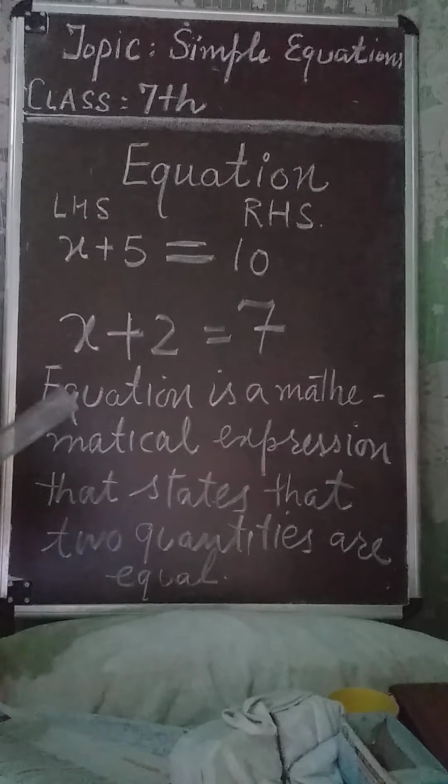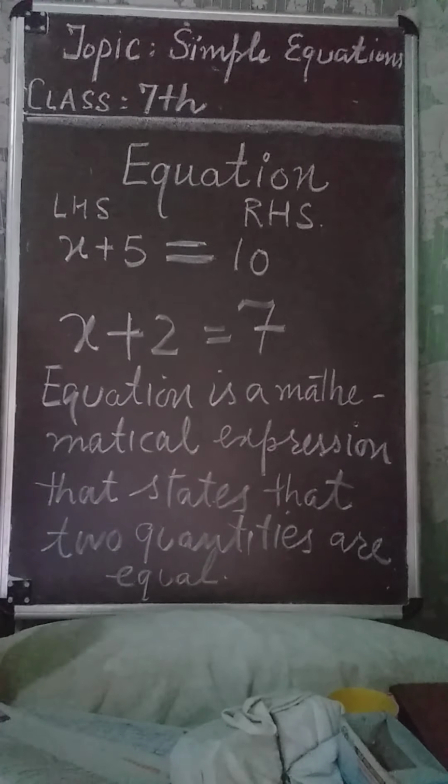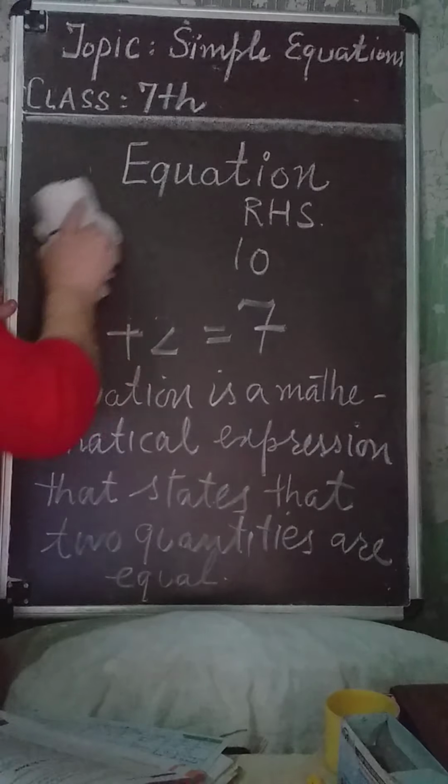Now children, what are the properties of equation? Right children? So we are going to do properties of equation. So I will write properties of equation. Okay. So the first property is, if same quantity is added to both sides of the equation, the sums are equal. Okay children? The sums are equal.